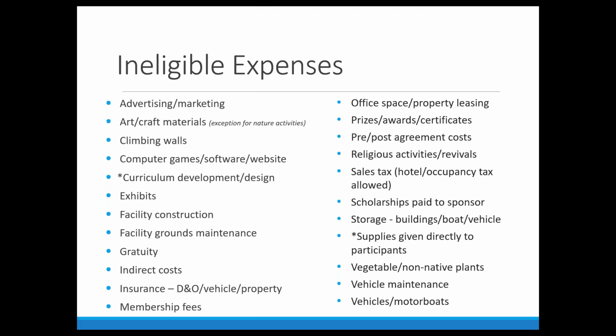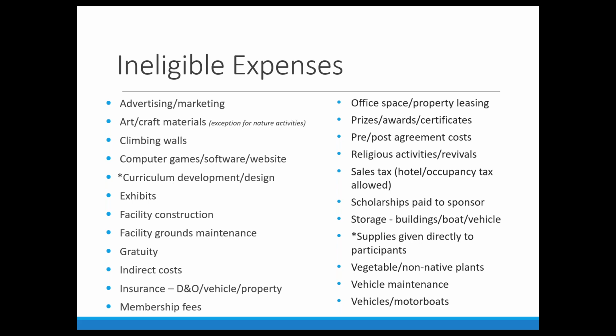Next up are all the items that you are not able to purchase with a grant. These are also found in the program guidance section. I believe on page 9 is when we start talking about all of the different expenses. Unfortunately, we can't pay for any sort of advertising or marketing expenses. We have an asterisk on curriculum development design. If that is just a small portion of your grant, we will absolutely pay for that.